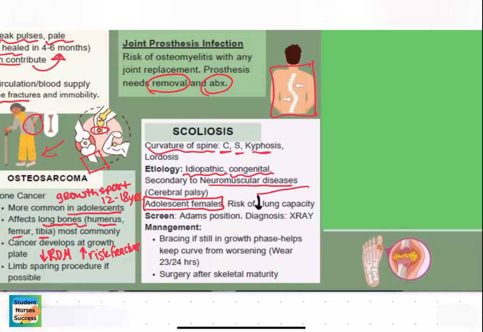In all cases of scoliosis, our big issue here is lung capacity starts to decrease. And so we see a decrease in tidal volume and we see restrictive lung disease with them. So this is why we try to correct those to help our lung capacity.